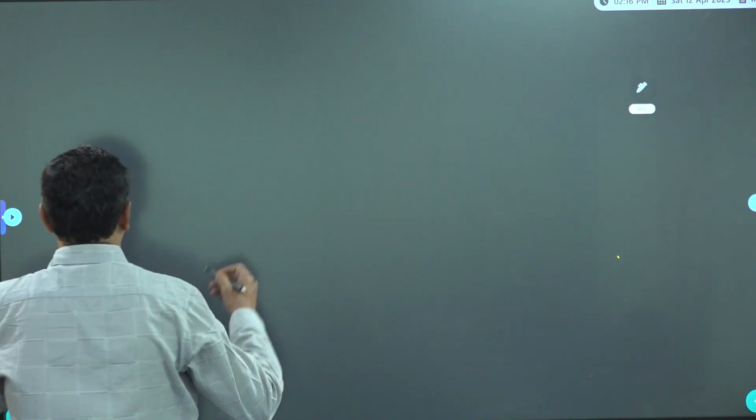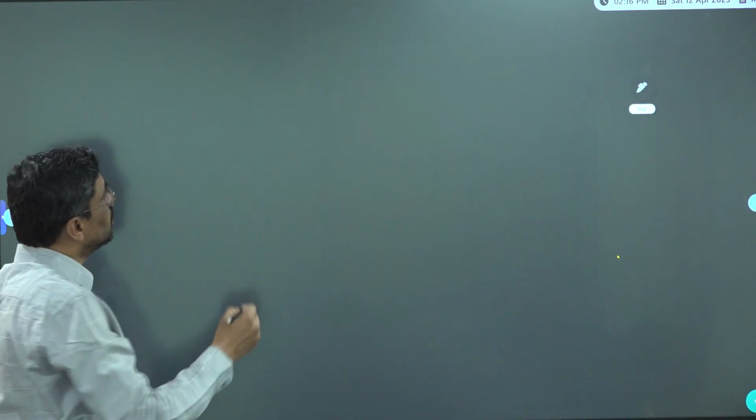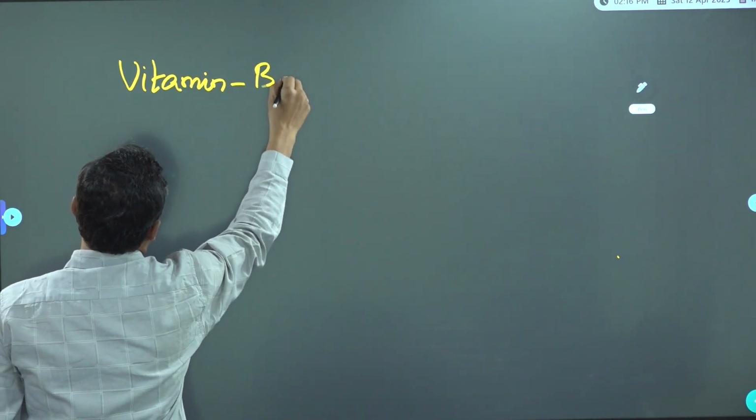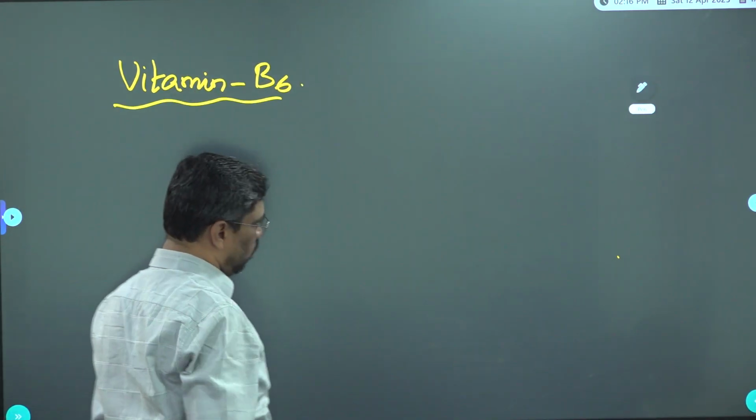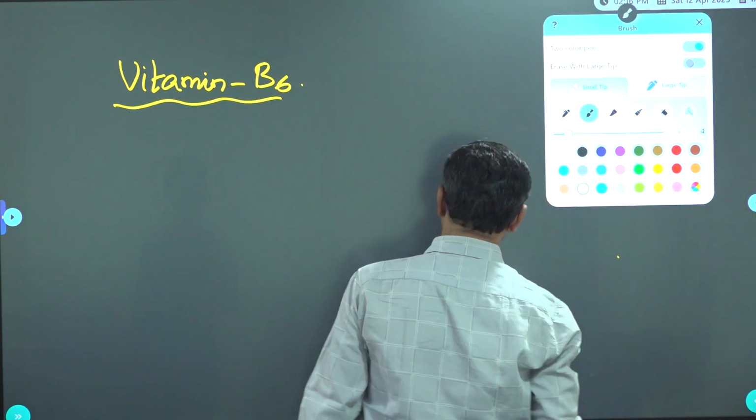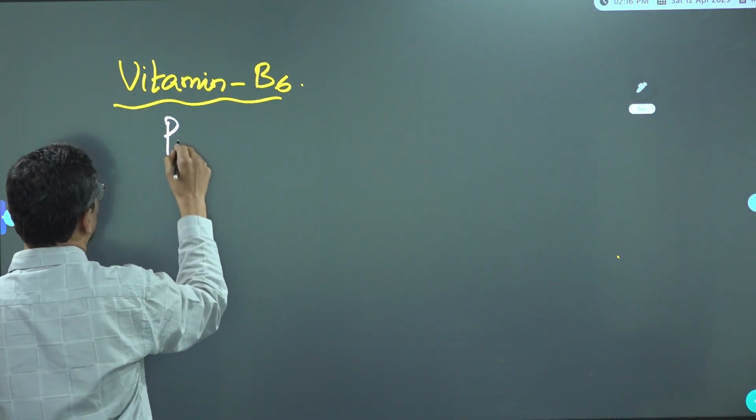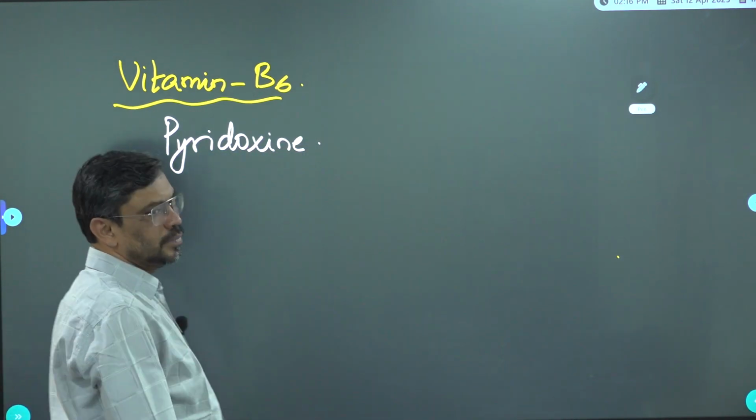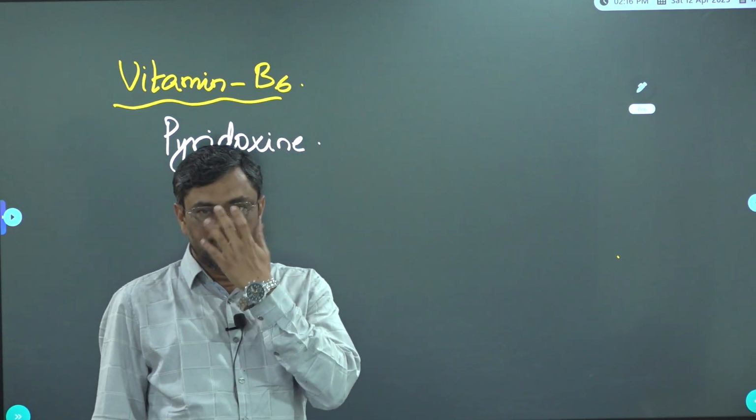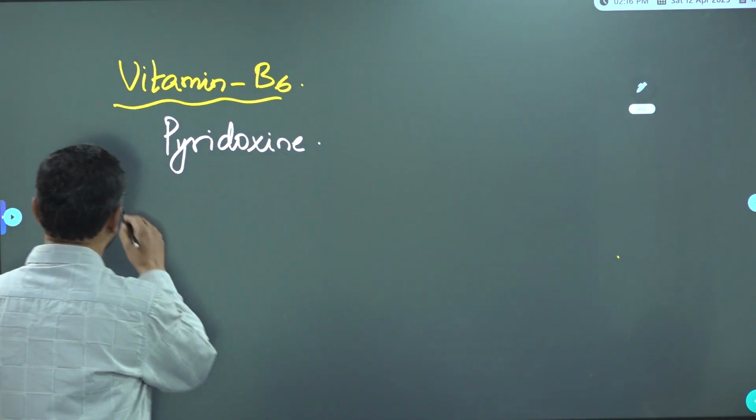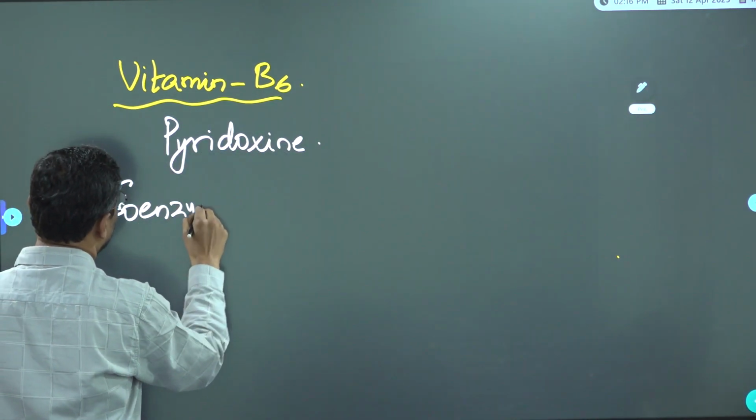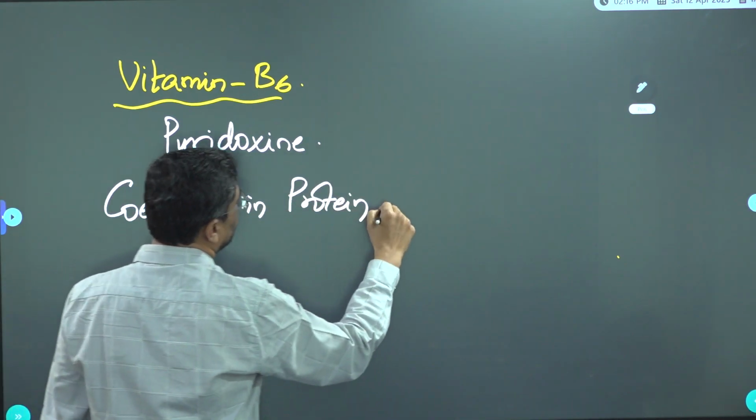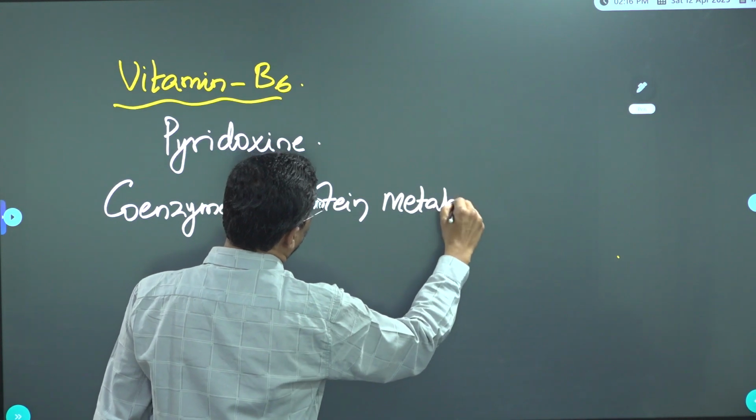Okay. Right. So we are discussing about the water soluble vitamins. In that, the vitamin B6. Vitamin B6. Its chemical name is pyridoxine. It acts as coenzyme in protein metabolism.